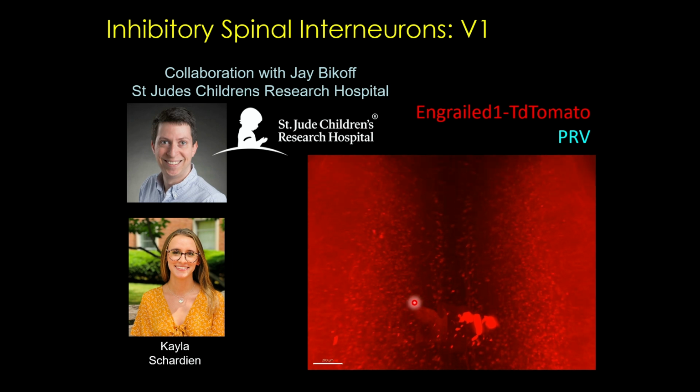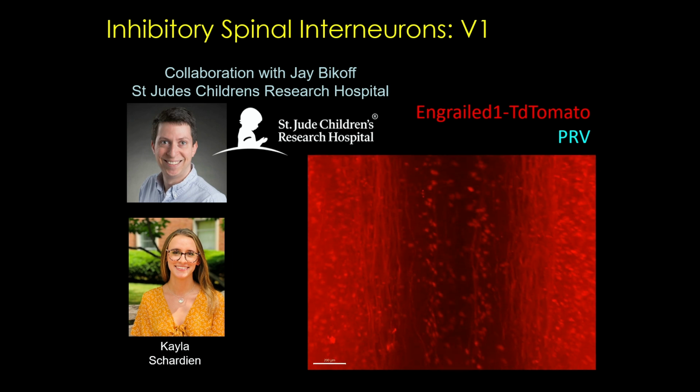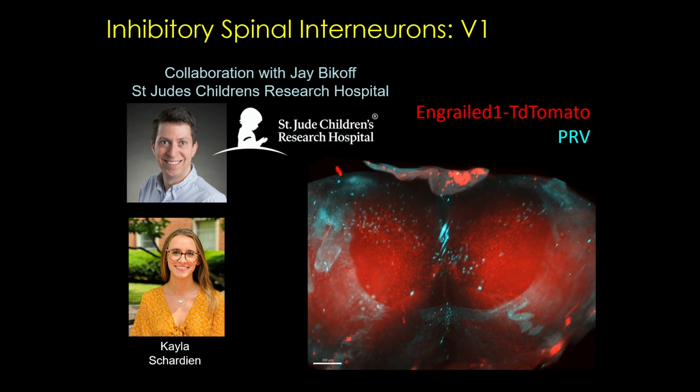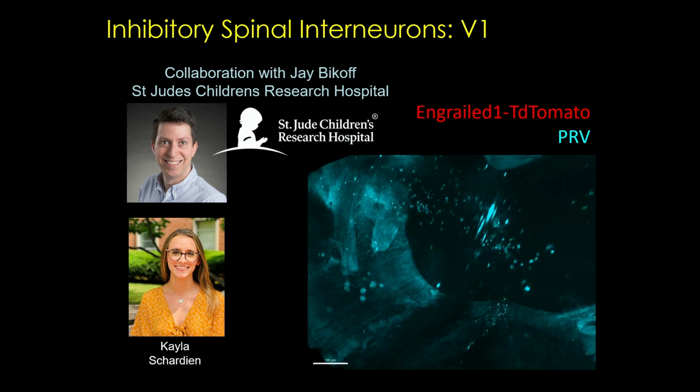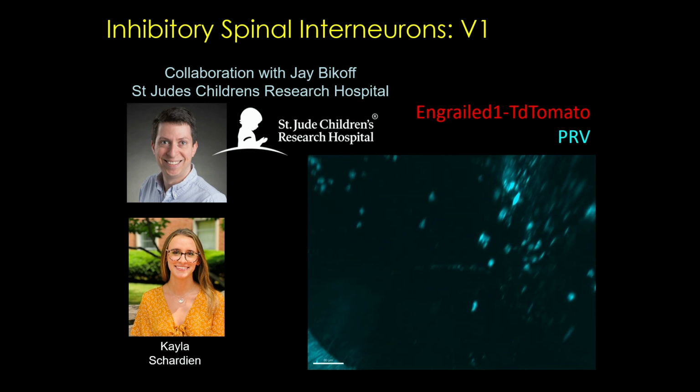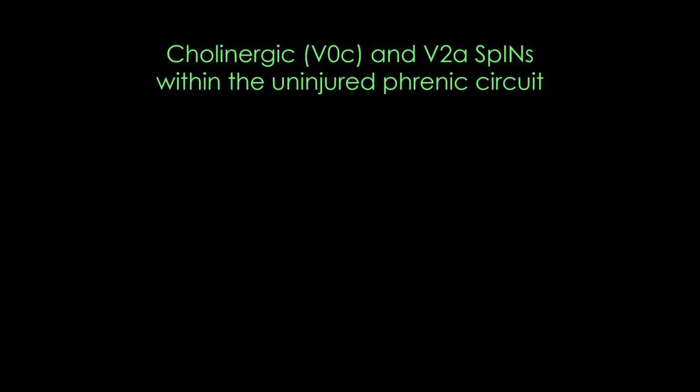And surprisingly, even though this population of V1 inhibitory cells is probably the largest number of inhibitory premotor cells in the spinal cord, there aren't a lot of connections to the phrenic network normally, and it doesn't seem to change much after injury, although this is an ongoing study.